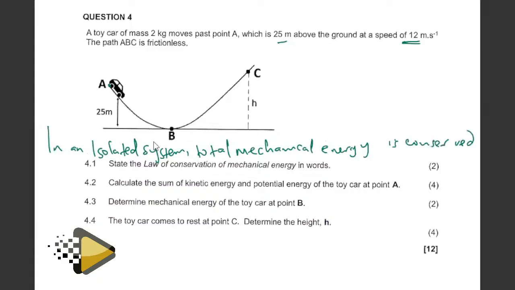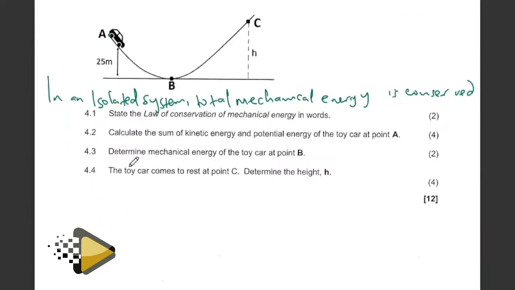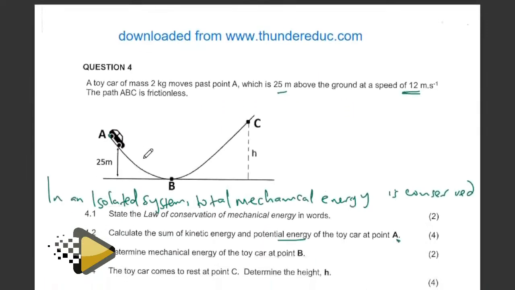The word conserved simply means remains the same, remains constant. Okay, then 4.2. They want us to calculate the kinetic energy and the potential energy at A. So we know that at A, this toy car is going to have what we call mechanical energy. It's going to have the EP and then the EK. They want the sum, which is the addition.